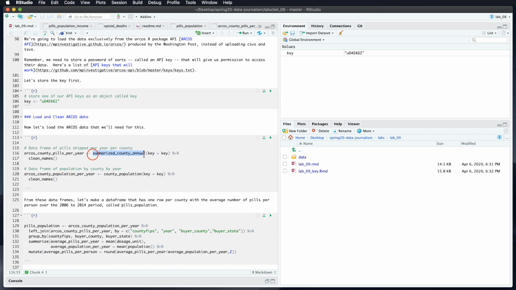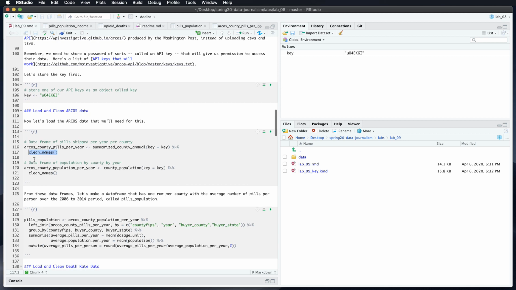So I'm using the summarize county annual function. I'm giving it my pass key, and just cleaning up the column names when they come in to lowercase them, standardize them. And then I'm also from ARCOS pulling county population per year. So I'm just going to run both of those, and they'll both come in.